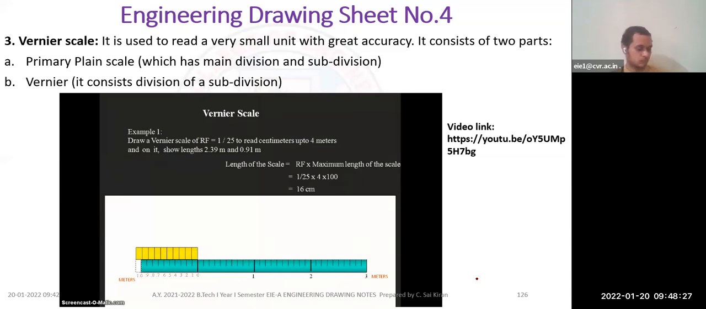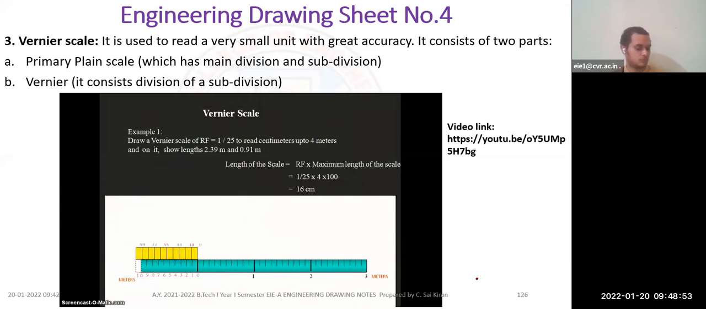How it could be means, here we have taken an extra point as 1.1. By considering the length of 1.1, we have constructed a small rectangle, that is the Vernier scale, and we have divided it into 10 equal parts. That means 1.1 by 10 means 0.11. So here each division represents 0.11 meters.